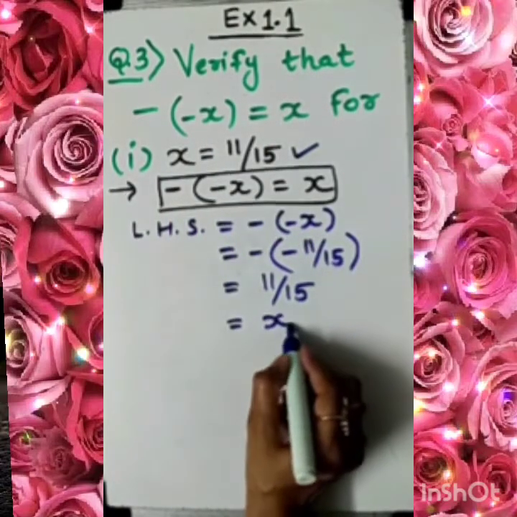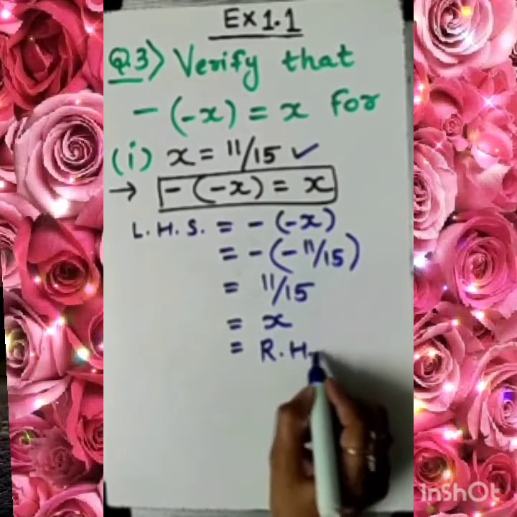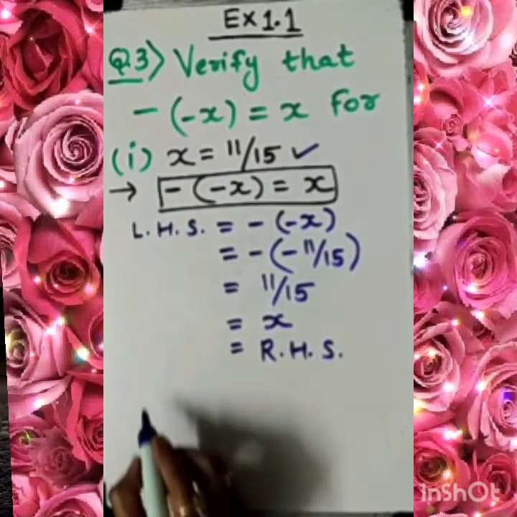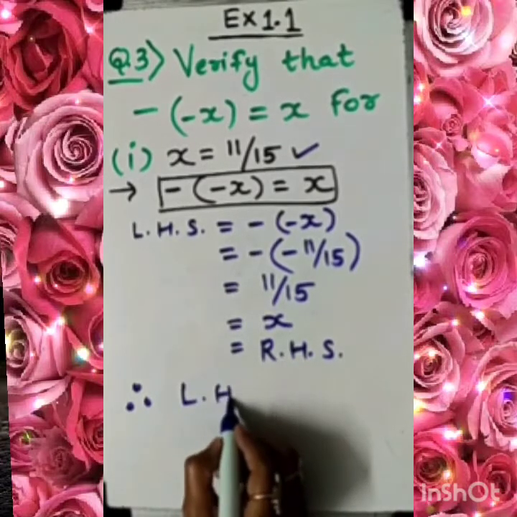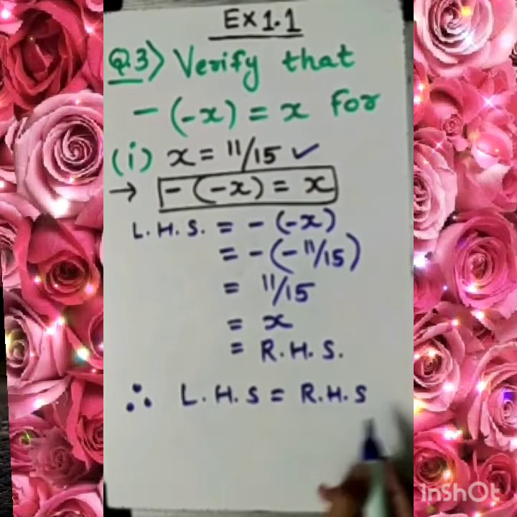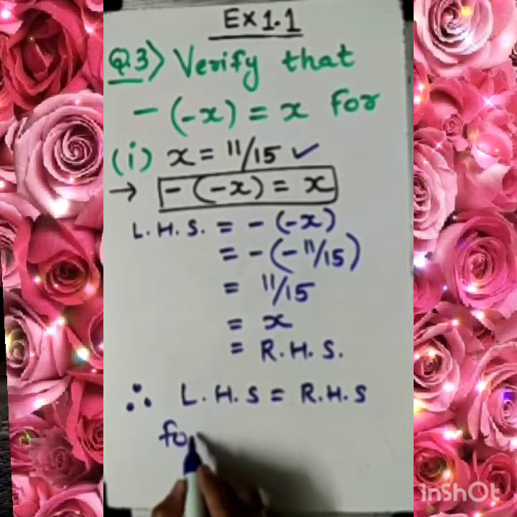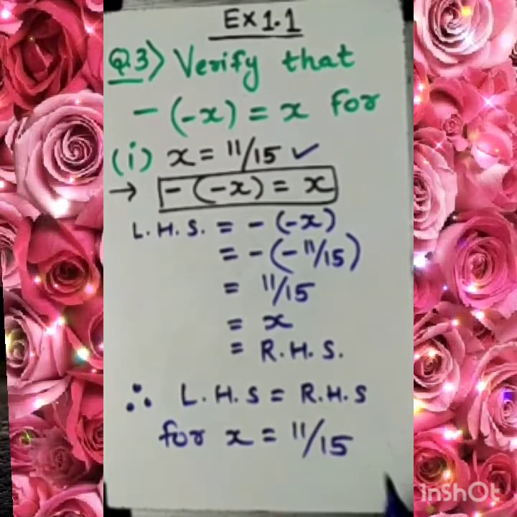So finally, we are reaching our destination. This will become RHS. So we need to mention, therefore, LHS equal to RHS for x equal to 11 by 50. This is the complete solution of question number 3, first part. Clear to you?